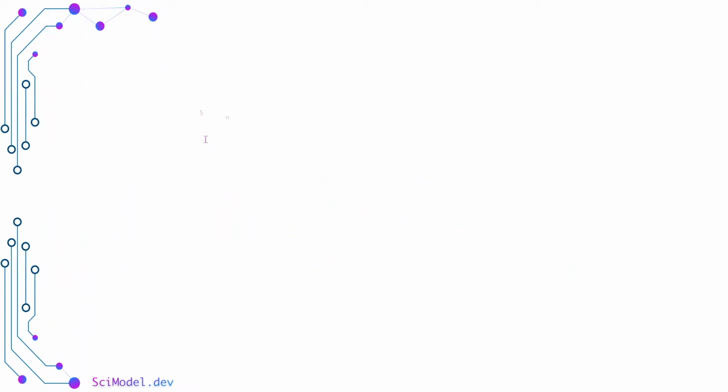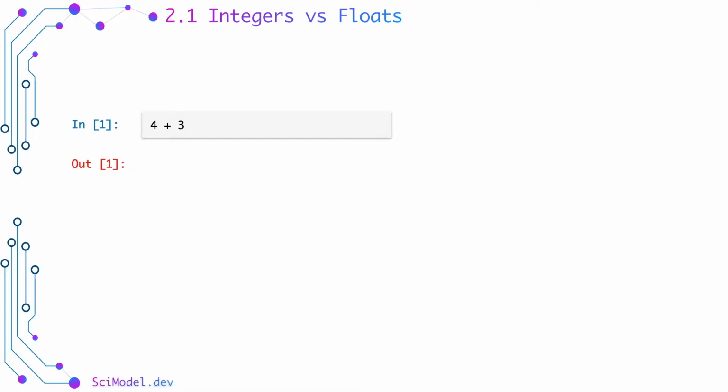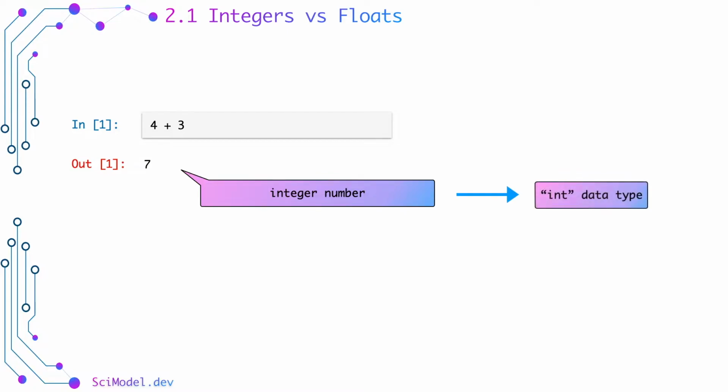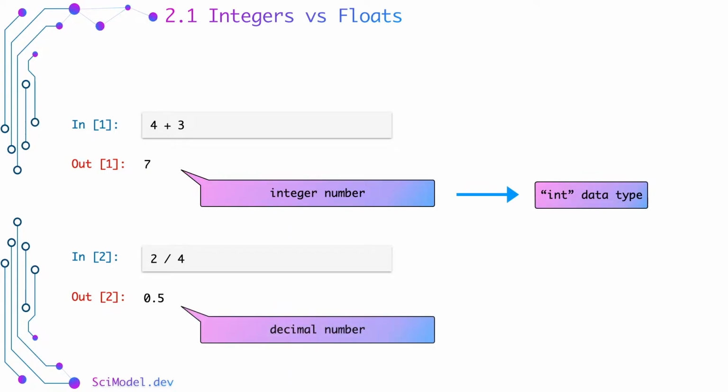In the previous topic, we performed a basic addition operation which was 4 plus 3 that resulted in 7. The output 7 is an integer number, which is represented as int data type in Python. We also performed another basic division operation which was 2 divided by 4 which resulted in 0.5. The output 0.5 is a decimal number which is represented as float data type in Python.